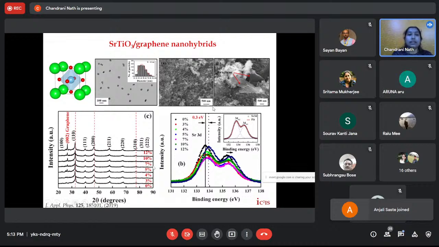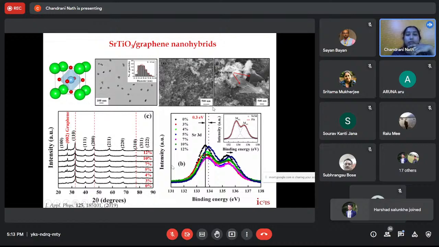We could synthesize nanoparticles of strontium titanate with an average particle size of 42 nanometer. These are the micrographs of the hybrids. This is the plain strontium titanate. This is the image of the hybrid, where we can see graphene nanoflakes.